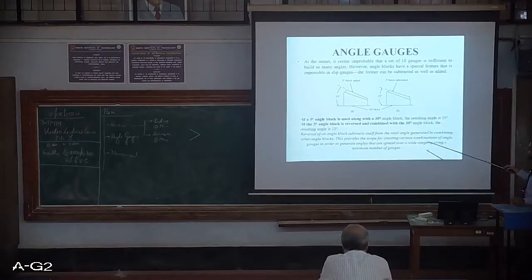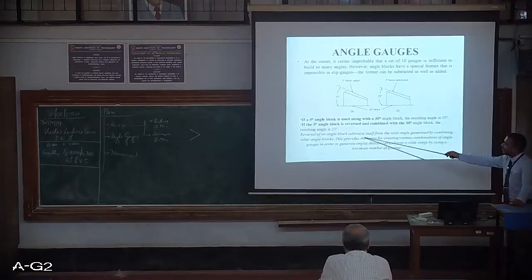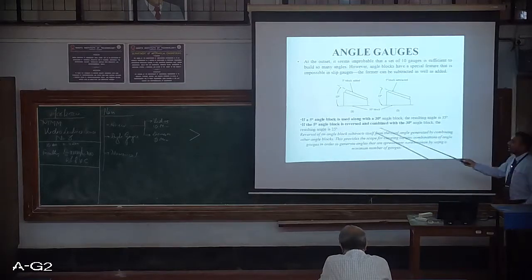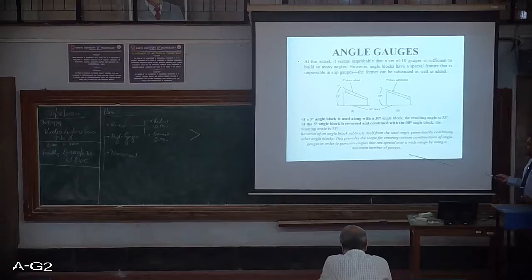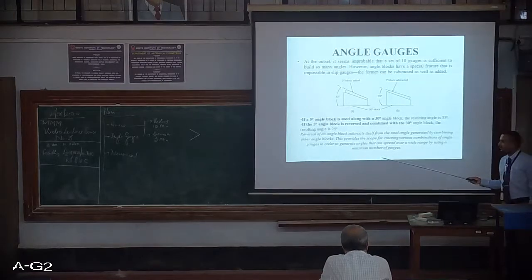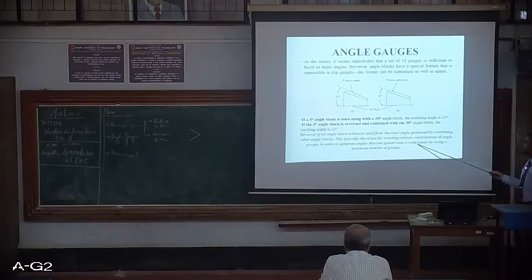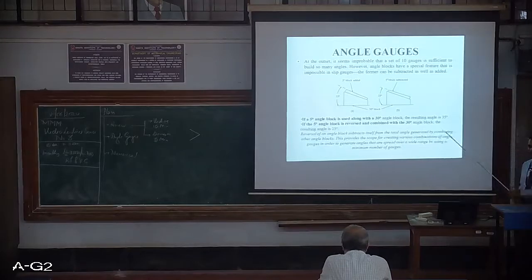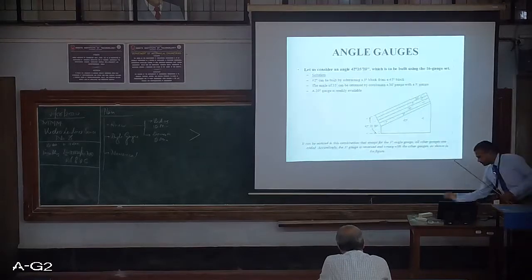However, angle blocks have a special property: reversing of an angle block subtracts itself from the total angle generated by combining other angle blocks. This provides scope for creating various combinations of angle gauges in order to generate angles that are spread over a wide range by using a minimum number of gauges.